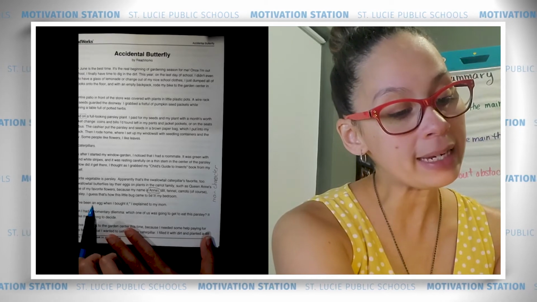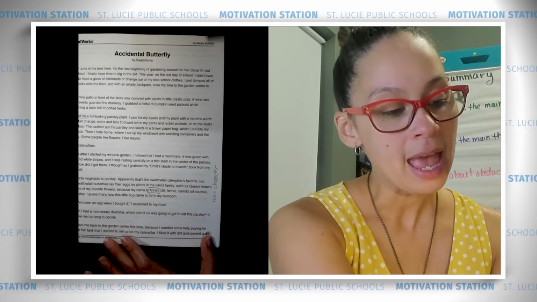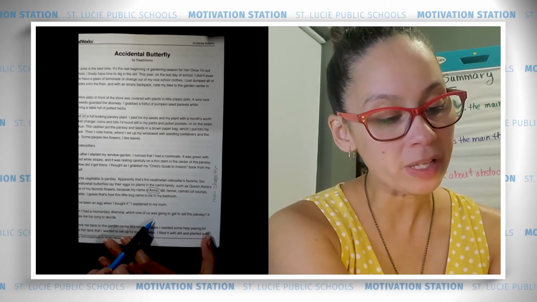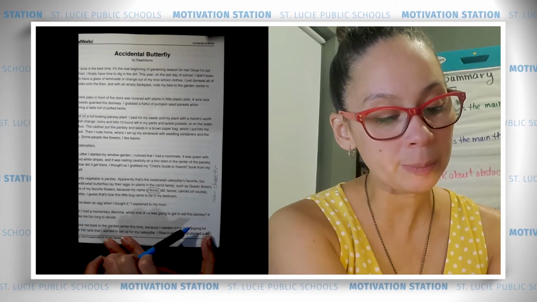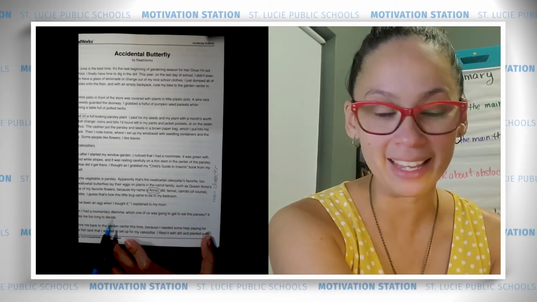It must have been an egg when I bought it, I explained to my mom. And then I had a momentary dilemma. Which one of us was going to get to eat this parsley? It didn't take me too long to decide.